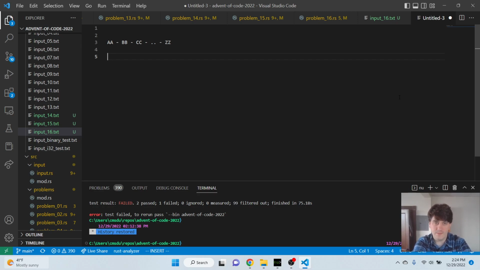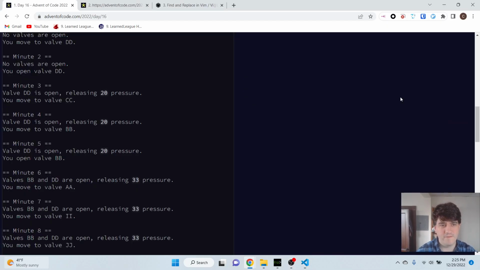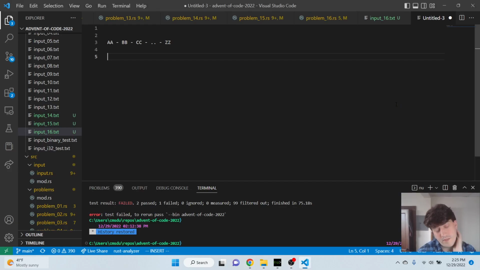So the quantity we're trying to optimize is the sum of, if a valve gets opened at time t, it has 30 minus t minus 1 or something, plus 1 or something, time during which it releases some amount of pressure per unit time. We're going to spend a minute to get there.